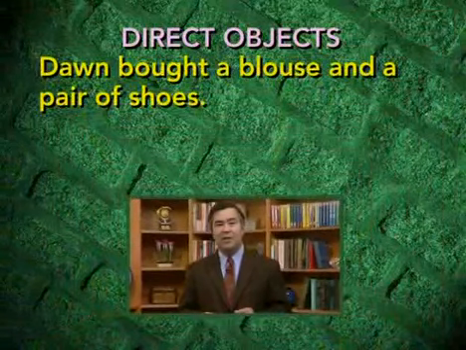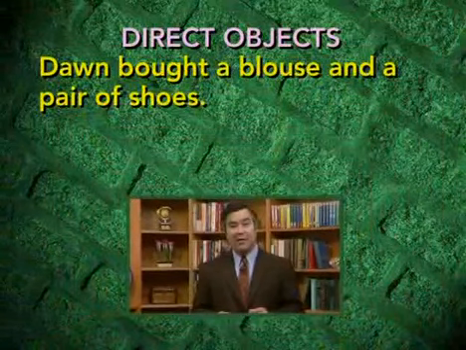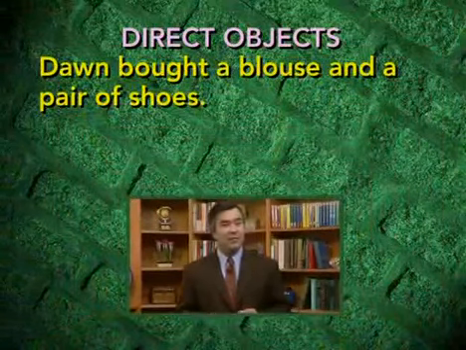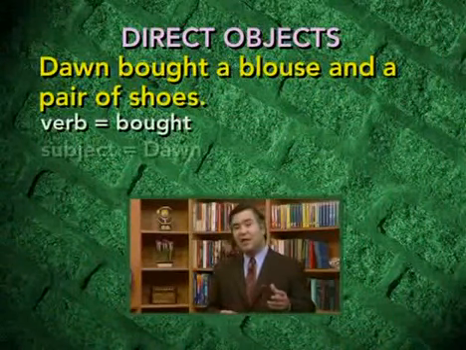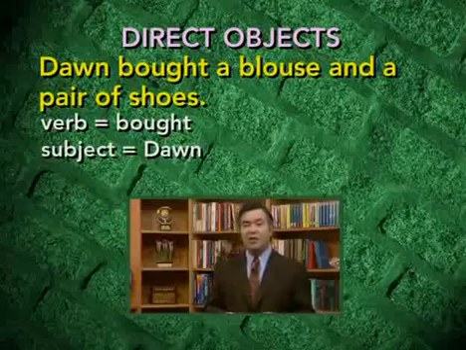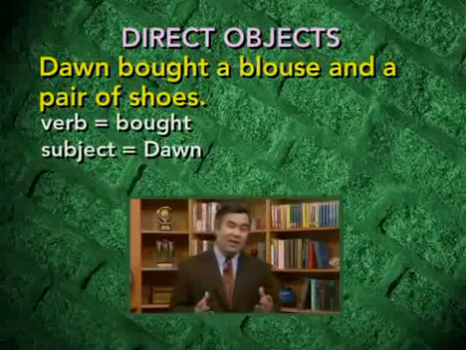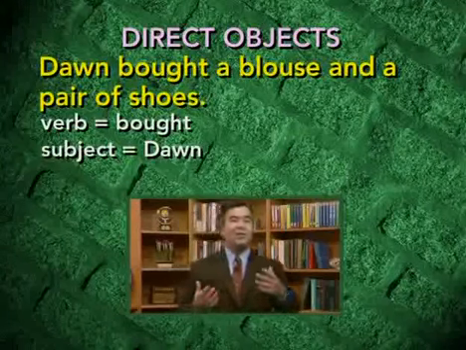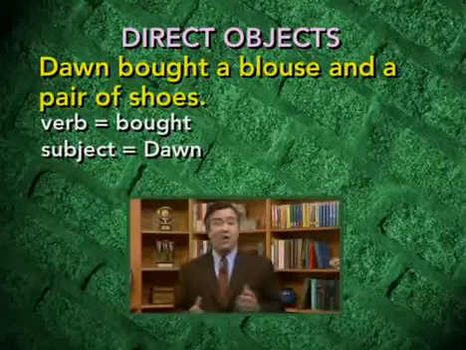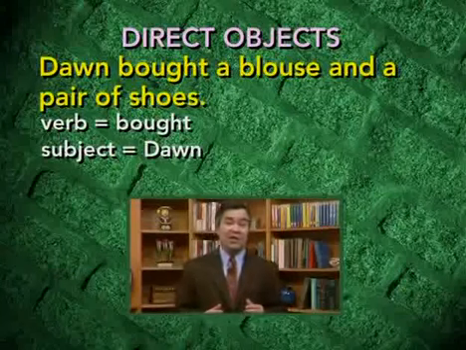Here's an example. Dawn bought a blouse and a pair of shoes. What's the verb in this sentence? The verb is bought. The subject, Dawn. She's the one who did the buying. Now, is there anything in the sentence that tells us what Dawn bought? Anything that receives the action of the buying? Well, the answer is there are really two things that Dawn bought.